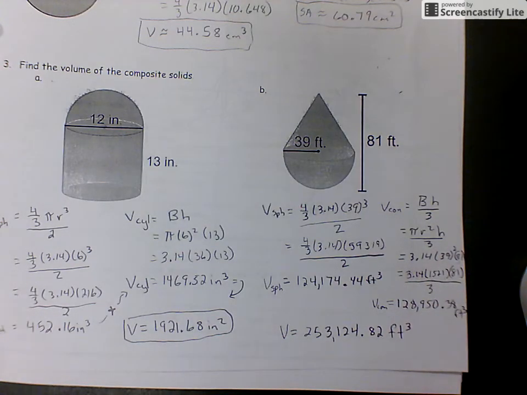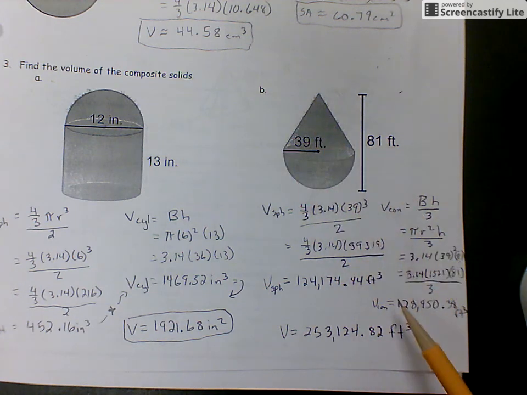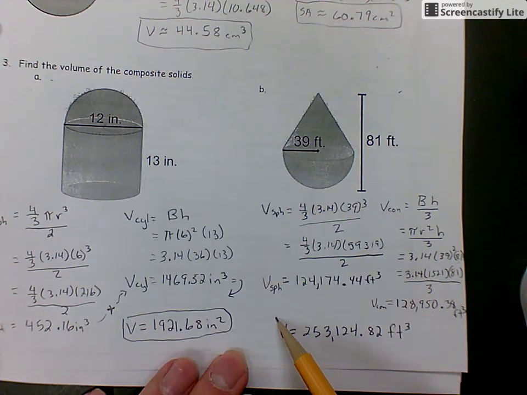128,950.38 feet cubed. Once again, once we have the two volumes, the volume of the hemisphere here and the volume of the cone, you want to add those two numbers together, and that will give you your final answer of 253,124.82 feet cubed. My final answer here.